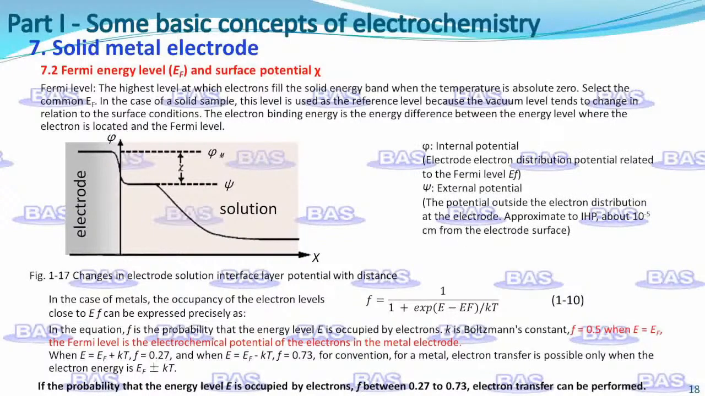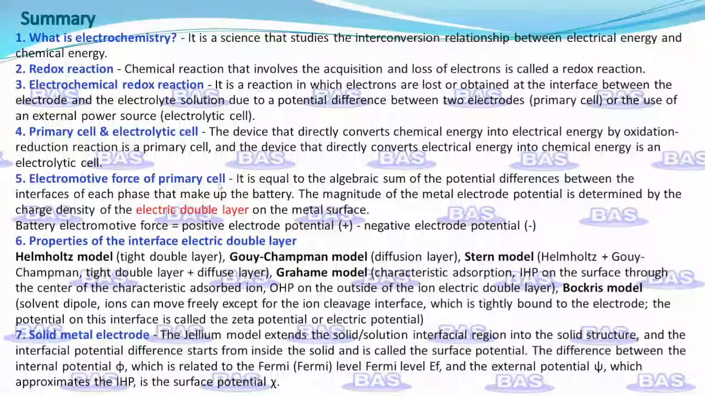According to this model, the internal potential associated with the Fermi level and the external potential of the electrode electron distribution distinguish the external electric potential from each other. The difference between the two potentials is the surface potential. The contents of these introductions are summarized as follows.